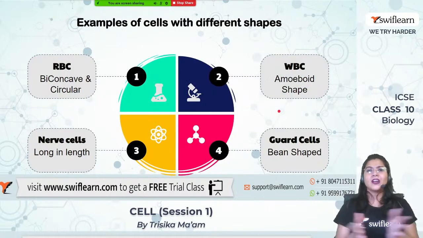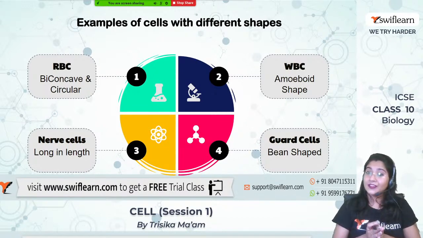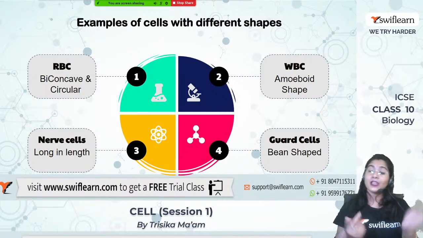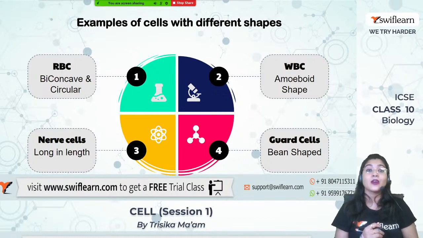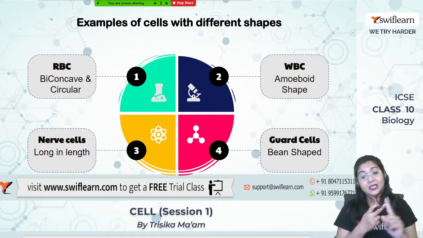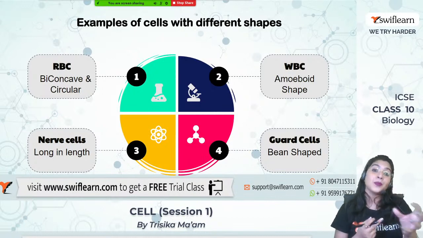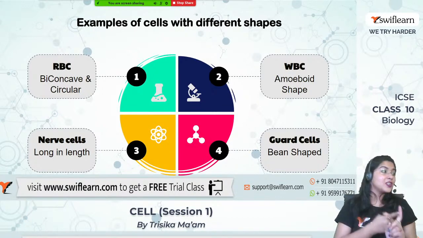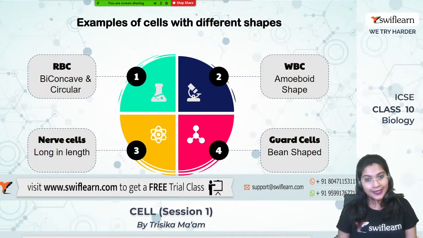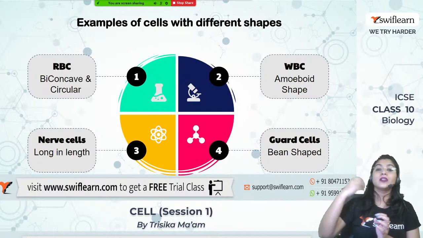Okay, so let us look at some examples of cells with different shapes. First, as I have already said, the spherical or biconcave, or we can say the circular type of cell, is found in the RBC, that is the red blood cells present in our blood. These RBCs contain hemoglobin, which is a red colored pigment, giving a proper red color to our blood, right? Now coming to the second one, the nerve cells, which are long in length. They are long because they perform the particular function of carrying different impulses.